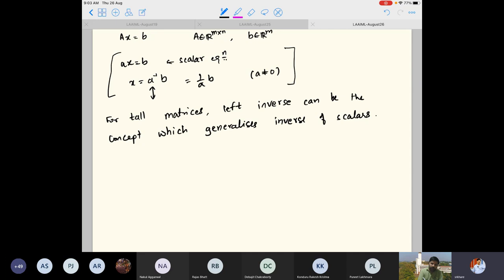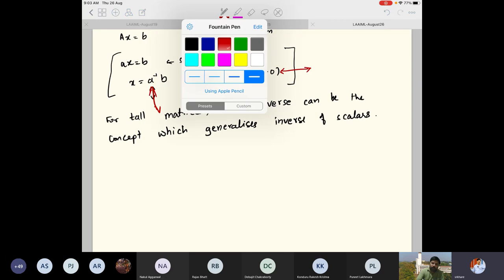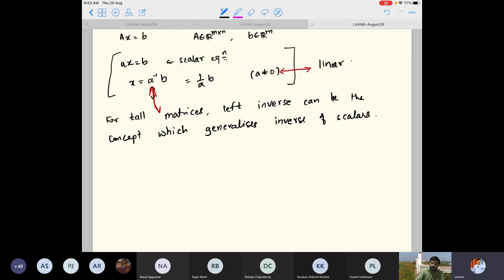And what about a not equal to 0 that we have here? Similarly, the columns of the tall matrix should be linearly independent. So 1 by a will be the left inverse, and the concept a not equal to 0 will be linear independence of columns. Mind you, we have not shown the other way implication. We just have shown that if A is left invertible, then the columns are independent. We have not shown that if columns are independent, then A is left invertible.